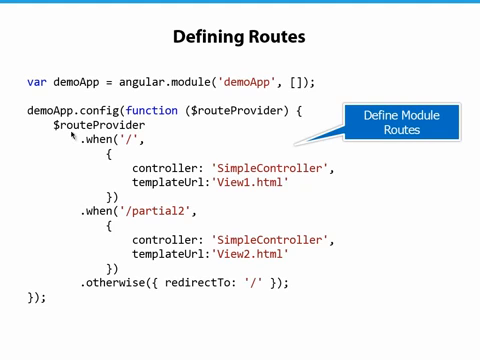So in this case, we're going to say, hey, the route provider, when the route is just a slash, the root, we want to use simple controller with view1.html. When the route is /partial2, we want to use the same controller in this case, but you could certainly do a different one with template URL of view2. Now the template URL, you might give it a folder where these partials live, and I actually like to call my folder partials, but you don't have to. And then otherwise, if it doesn't meet any of those routes, we're going to redirect back to the root, which ultimately goes back up to here, and we would load view1.